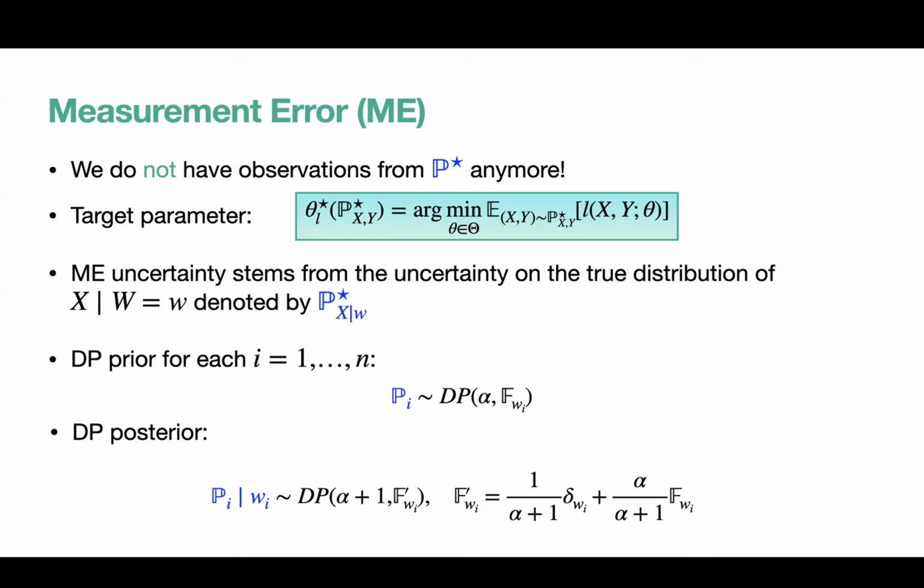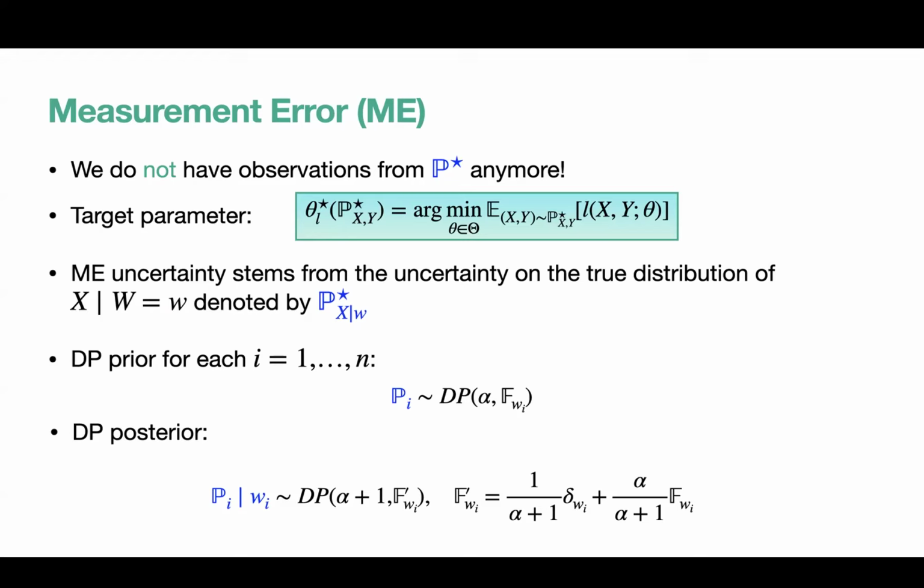Right, so the target parameter is the same as before, but now, if I want to target measurement error robustness specifically, the uncertainty on the data generating process comes from uncertainty on the conditional of X given W. By explicitly setting prior beliefs on the conditional distribution of X given W, I'm saying I want to propagate uncertainty from how my true covariate relates to the observed covariate, and propagate that to my estimate of theta.